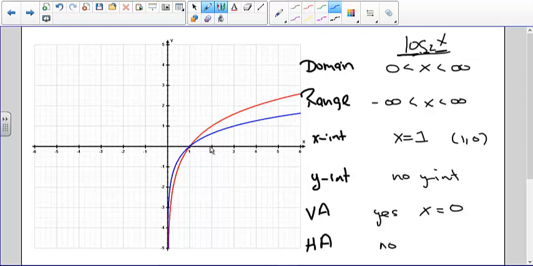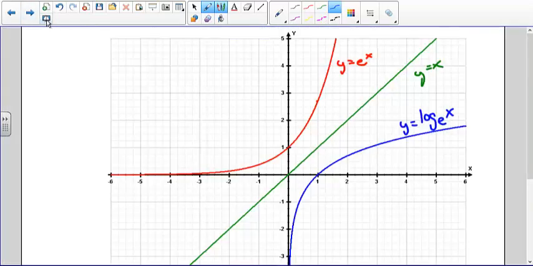So, log to the base 2 of 2 is 1. Log to the base 3 of 3 is 1. Log to the base 4 of 4 is 1. And maybe one additional point where you have the y value equal to 2, something like that. And once you plot the parent function, then you can apply the transformations.